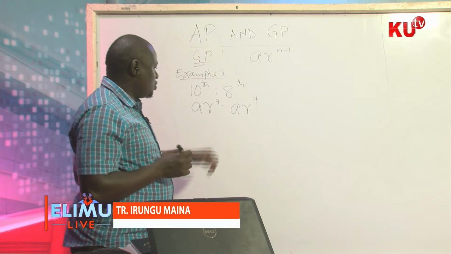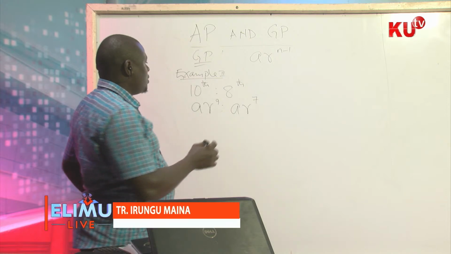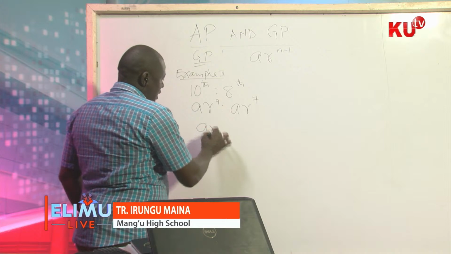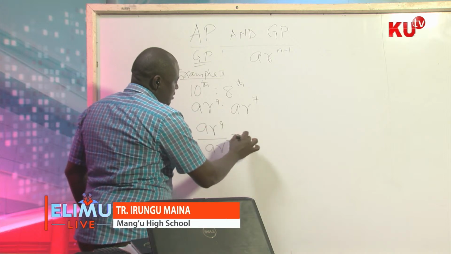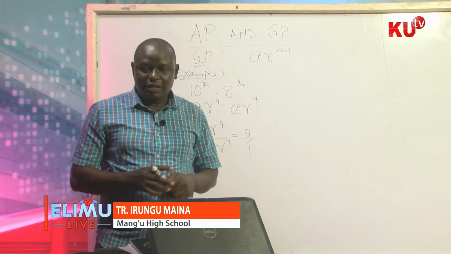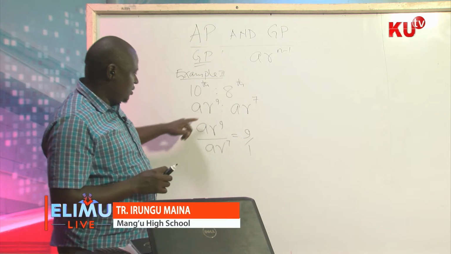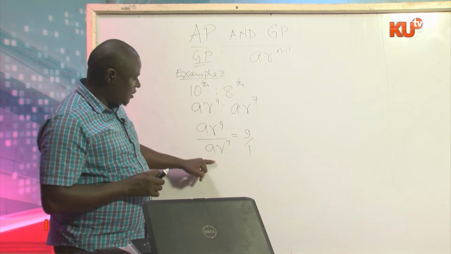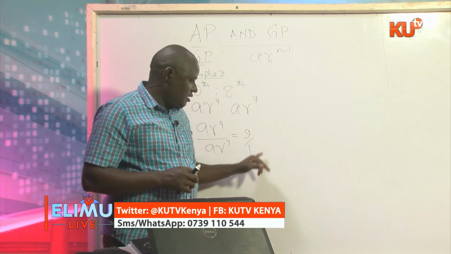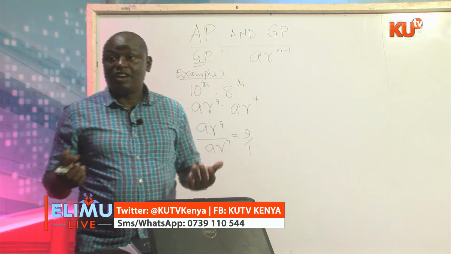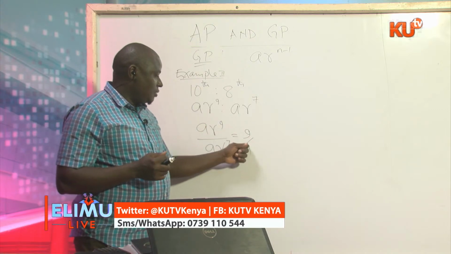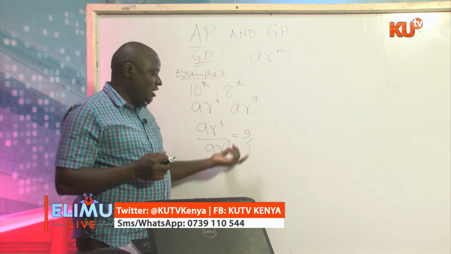They are telling me this ratio is 9. Simply meaning A R power 9 over A R power 7 is the same as 9 over 1. This is basically what they mean: that the ratio of the 10th term to that of the 8th term is 9. 9 can be written as 9 over 1, a fraction so that we can operate.